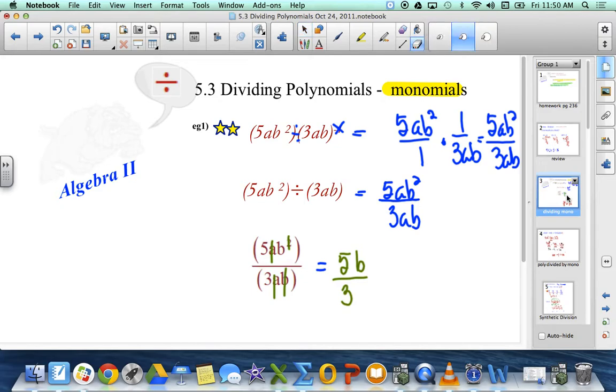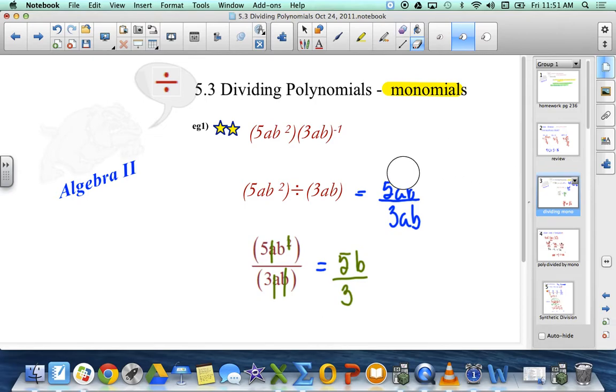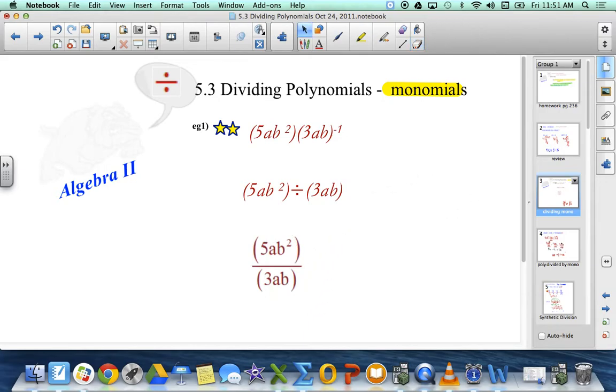So today I wanted to start by going over how to solve problems that are monomials divided by a monomial and polynomials divided by monomials. You'll notice here that this problem and this problem look similar. They're all the same problem, they're just written differently.